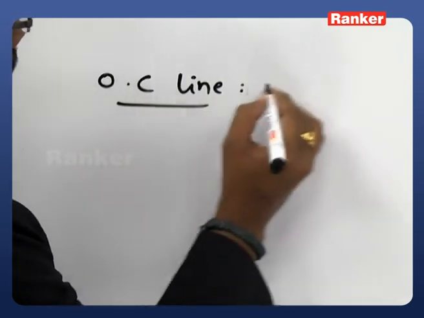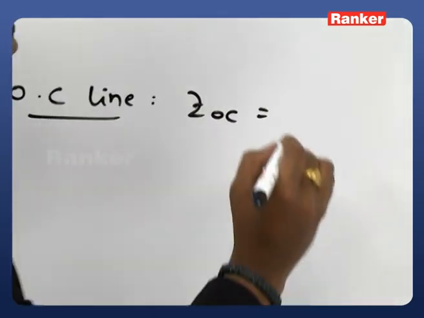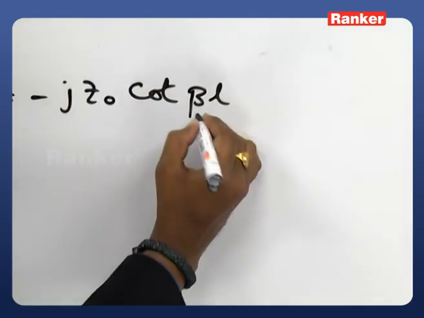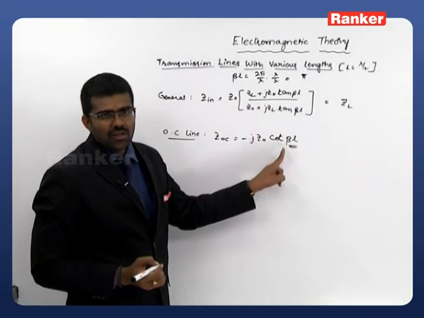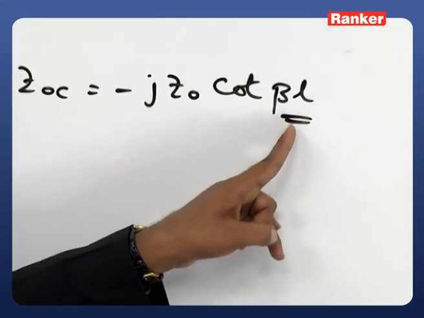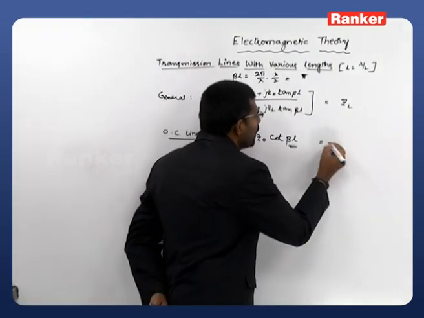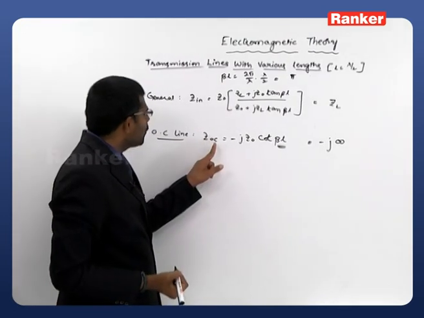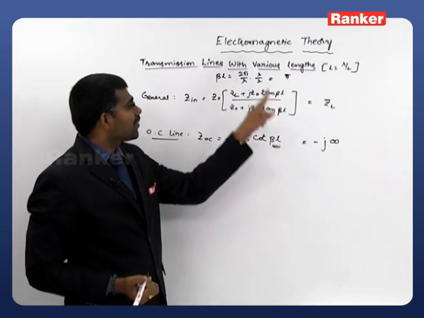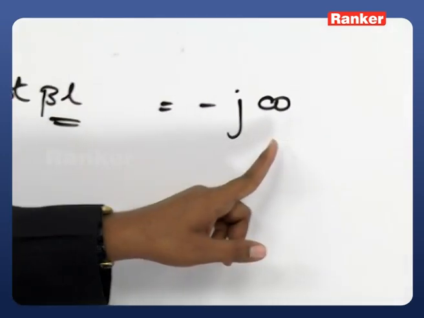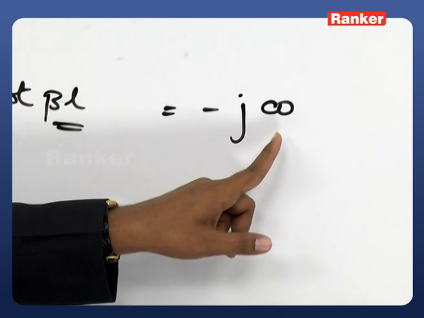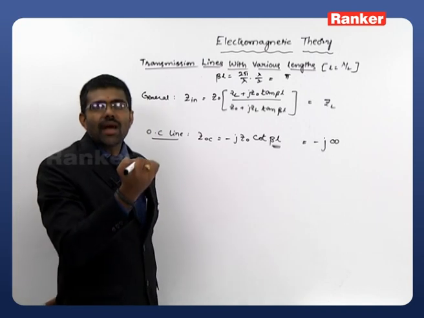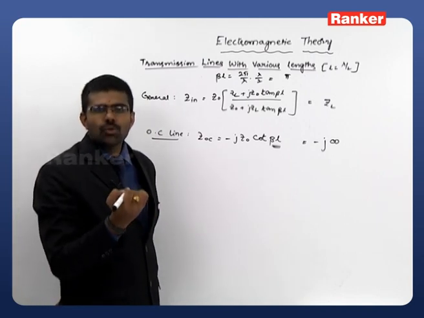So for an open circuit line, what is ZOC? ZOC is equal to minus jZ0 cot beta L. Now substitute beta L equals pi. What is cot beta L if you substitute beta L equals pi? Infinite. So you will get simply minus j infinity. The input impedance ZOC of a line, if the length is lambda by 2, is infinite. If it is infinite impedance, as we said in our previous case, this can be replaced with a parallel LC circuit or tank circuit.